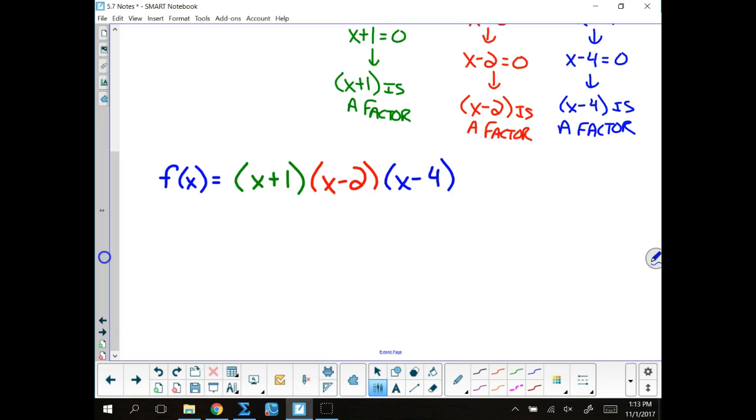So which 2 do you want to multiply first? Give me colors. Red and blue? Okay. Red and blue. So if I multiply red and blue together, what do I get? You should be able to now do that in your head. X squared minus 6x plus 8. And that still has to be multiplied by green.